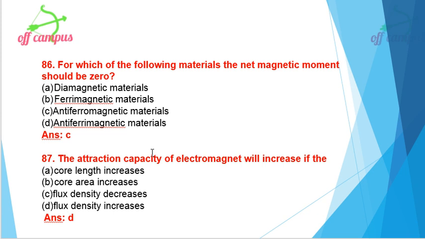Then question number 87, the attraction capacity of an electromagnet will increase if, four different options are given: core length increases, core area increases, flux density decreases, flux density increases. Option D, flux density increases. The attraction capacity of an electromagnet will increase if the flux density increases.